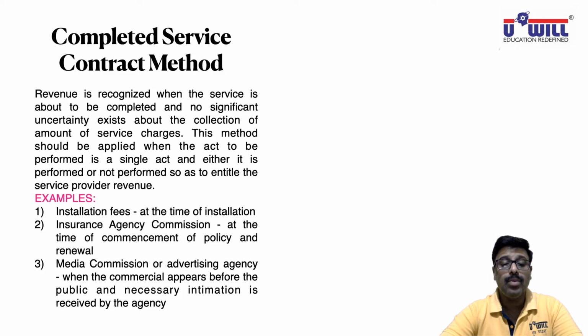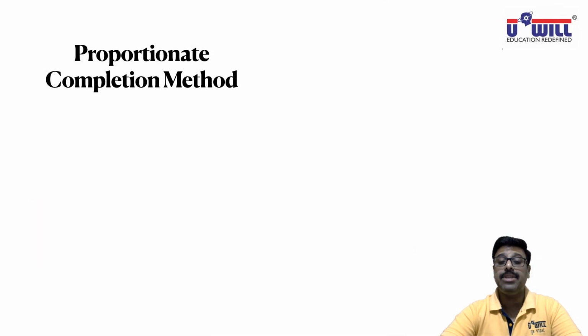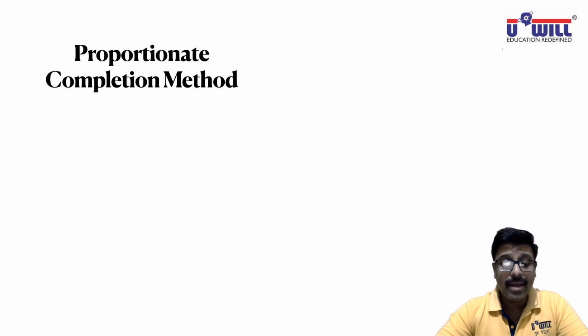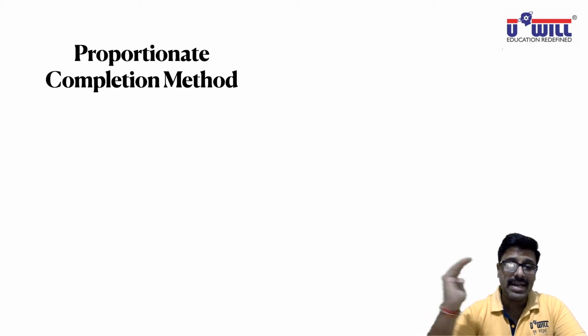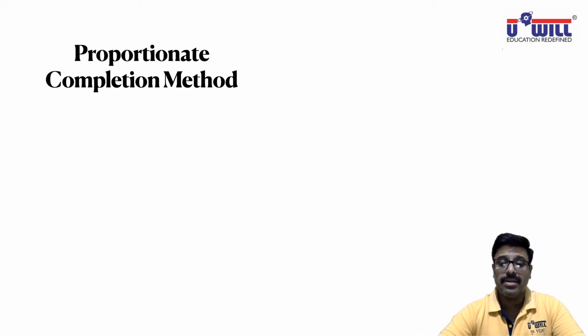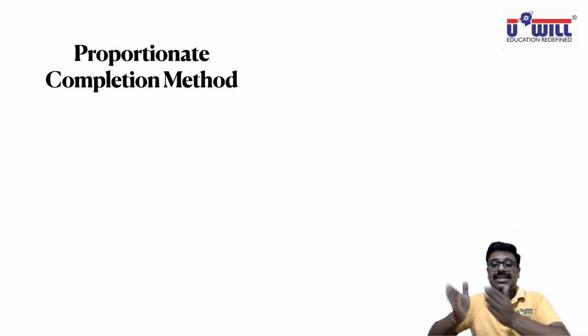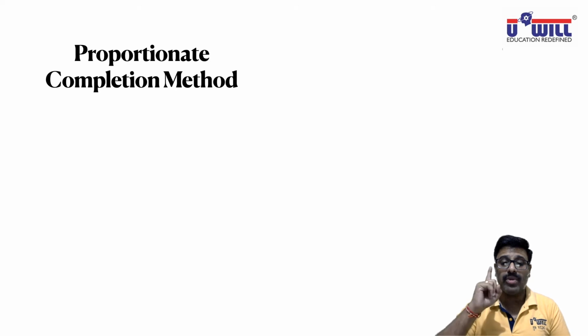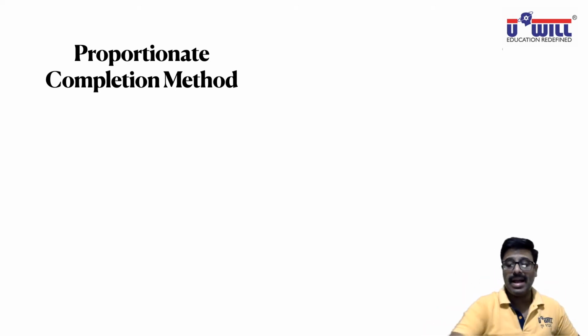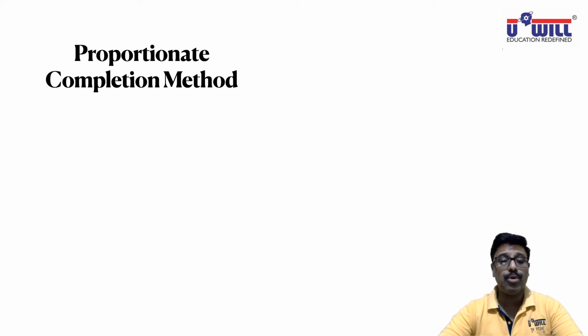Next, we take up proportionate completion method. Give this heading in your notebook. Now, just now what did I tell you in completed service contract method? That activity is performed in a single act. Whereas against that, in proportionate completion method, the activity is performed in a series of acts. The entire process is not over in one activity or one act, but you perform a series of acts. Here you apply proportionate completion method.